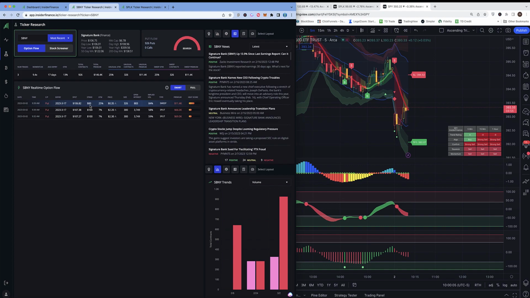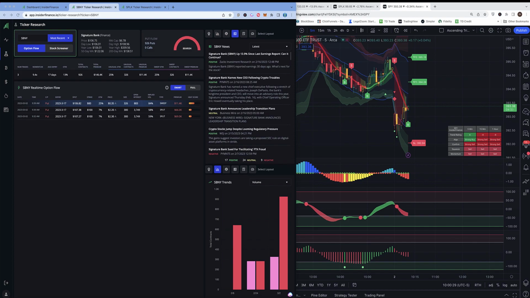move the following week. Let's run through the various features of the InsiderFinance platform that help us develop conviction for our put trade on this ticker. The first thing I see is 100% bearish activity with both the sentiment tracker and the real-time option flow. They are all for the March 17 expiration, and the strikes range from $100 down to $80.